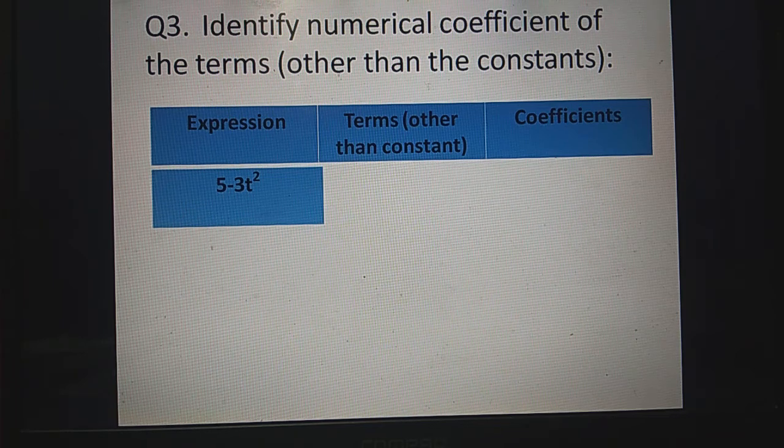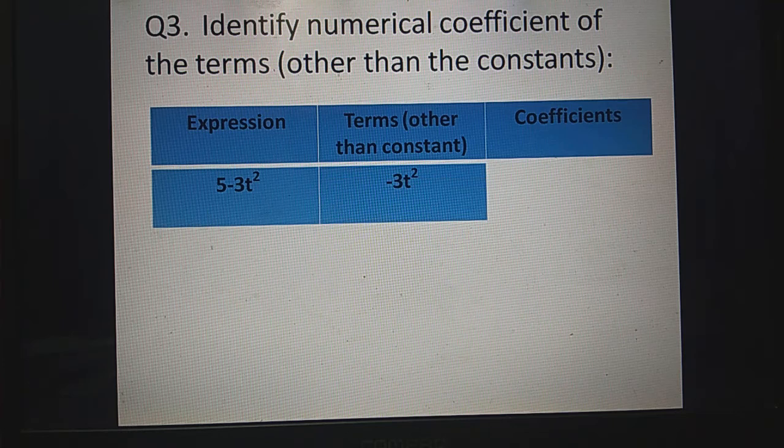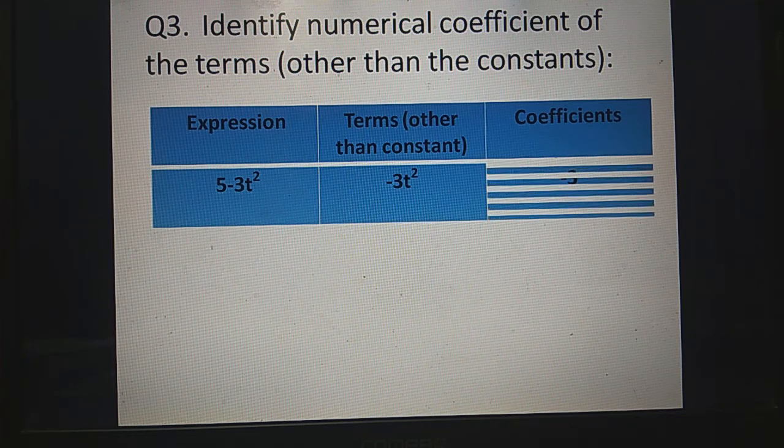How many terms are there? You can see there are 2 terms. One is 5 and one is minus 3t square. But 5 is a constant and you are not supposed to use it. So the term left is minus 3t square. We will use only minus 3t square. Why? Because 5 is a constant. Now in this term, you have to identify numerical coefficient. Numerical coefficient means number. Now in this particular term, what is the numerical coefficient? It's minus 3.